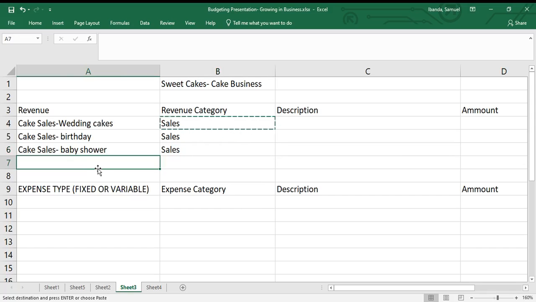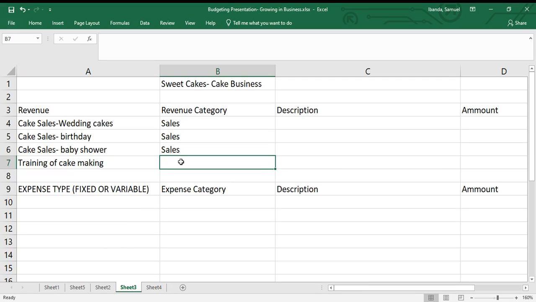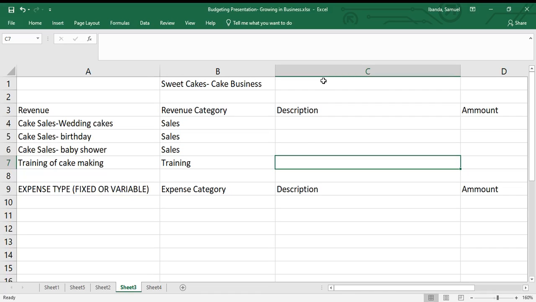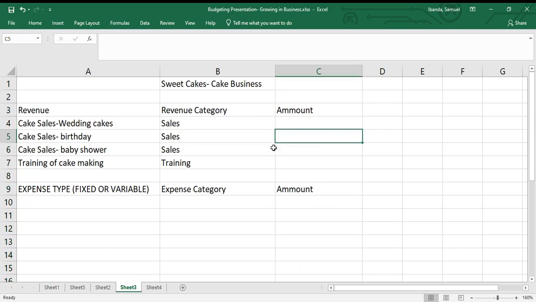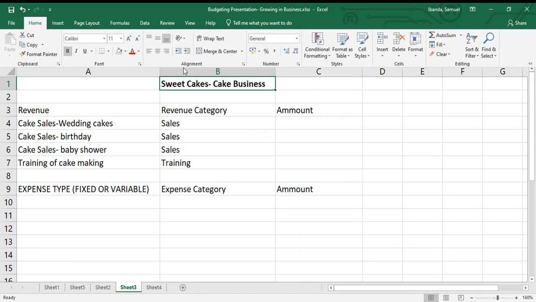So these are sales. You could also have training, training in cake making, and this could be under your category of training. Then you can add a description. For now, we can even dwell with this, just to make it simplistic for you, especially if you're starting on this journey.